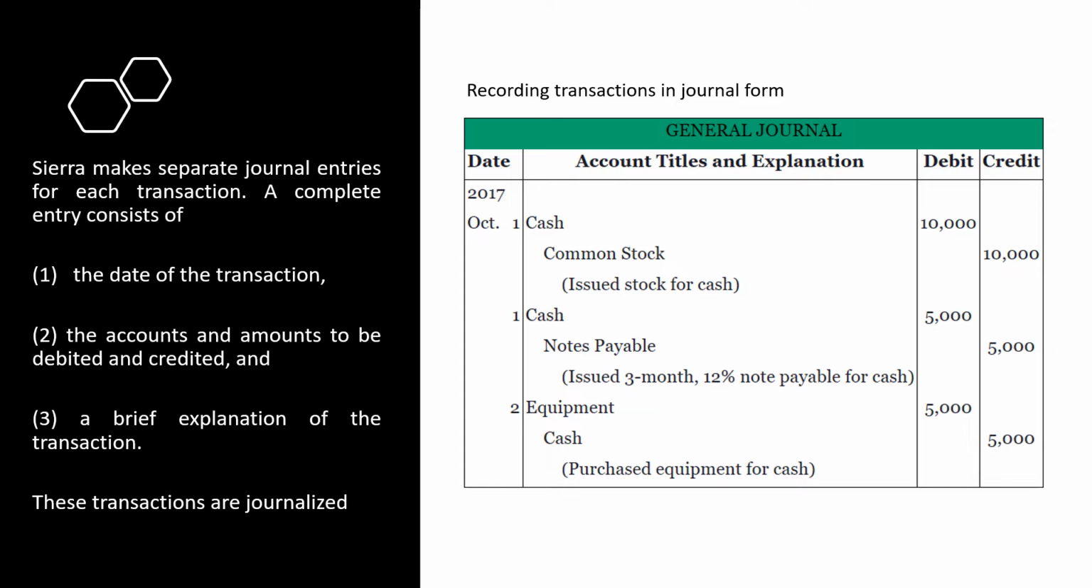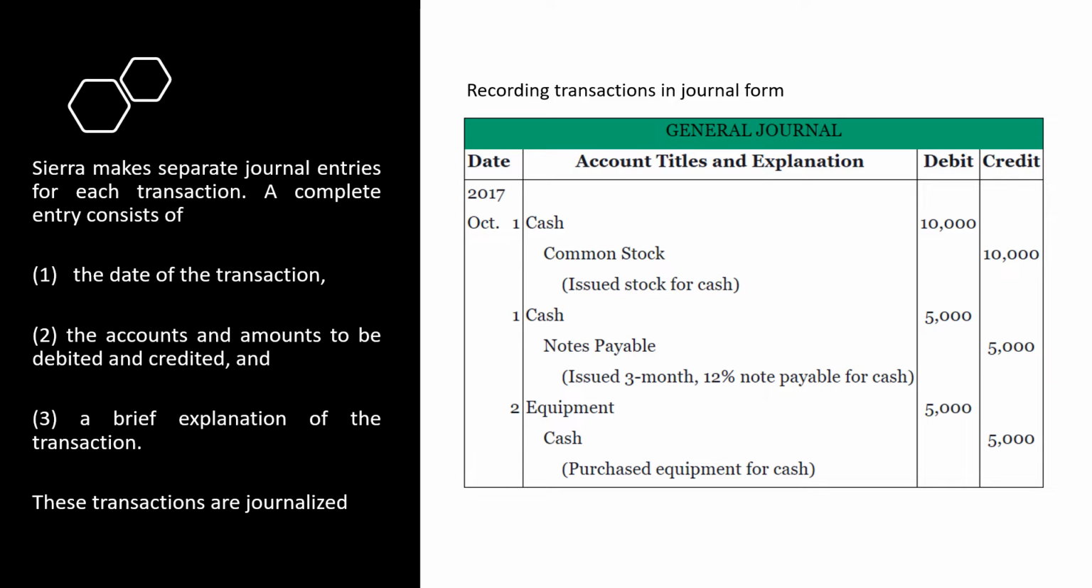So recording transactions in the journal, right? We're going to actually record that now. So Sierra makes separate journal entries for each transaction. All right, so we're going to put in the date of the transaction, the account and amount to debit and credit, and then the explanation of the transaction.